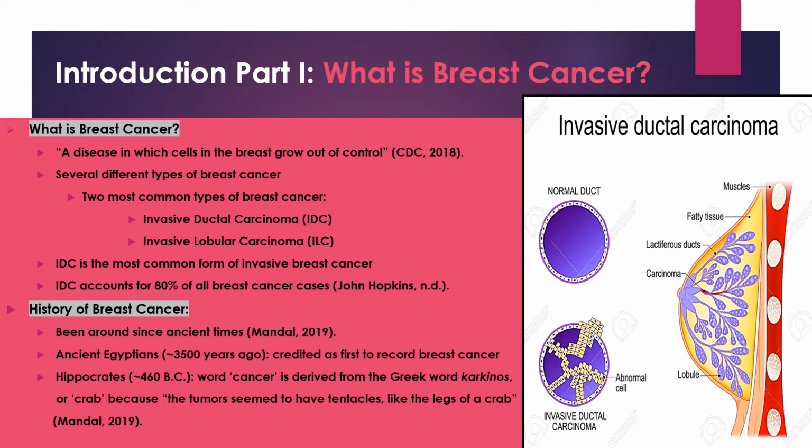Historically, breast cancer has been around since ancient times. The ancient Egyptians are credited with first noting breast cancer around 3,500 years ago. Additionally, Hippocrates, the father of Western medicine, around 460 BC, established the roots of the word cancer, derived from the Greek word karkinos, or crab, because he thought the tumors seemed to have tentacles like the legs of a crab.